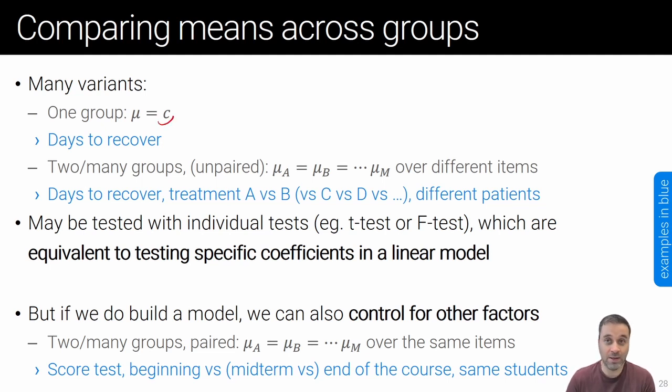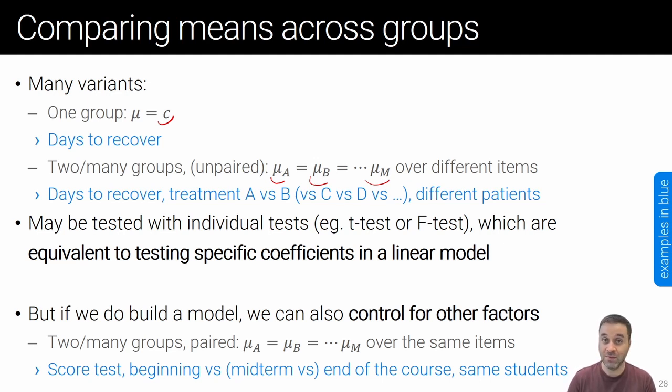Let's say we have a set of patients and we are interested in the average days to recover for those patients. That's just a constant we want to estimate. But normally what we have is two or more than two groups in an unpaired case. So that means we are comparing the mean of group A with the mean of group B, all the way up to m different groups we have. And we do this comparison over different items or different subjects. So let's say we are interested again in the days to recover, but now we are comparing two different treatments, A, B, and potentially C, D, whatnot.